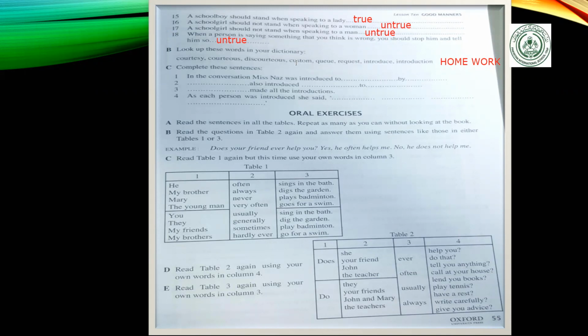Okay, dear students. Then we have exercise C. Complete these sentences. As you know, on the last page, 54, at the end we have given a few dialogues about Miss Naz, Mrs. Abbas, Nilofer and mothers. So a few words are left out here, and we have to complete them. So have a look at the conversation.